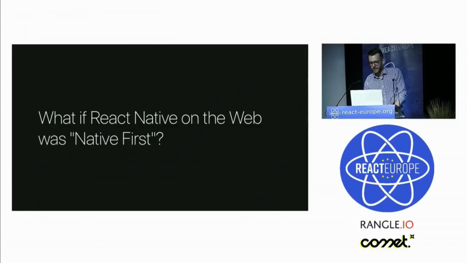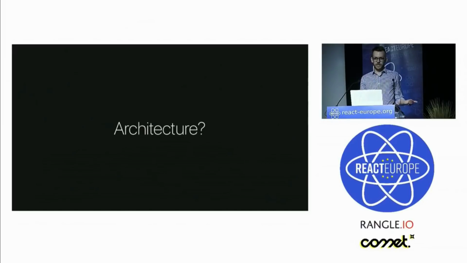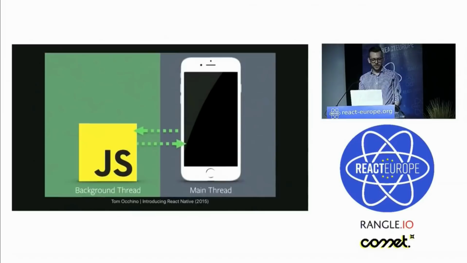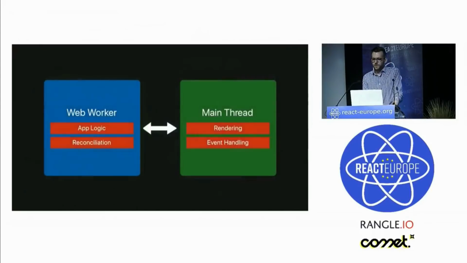So if we go down the line of what we need to implement, the first big one is architecture. This was one of the slides from the announcement of React Native from Tom Occhino, showing the highest level architecture of the React Native bridge. And I don't know about you, but it looks kind of similar to the React in a web worker architecture. And so that's what I did.